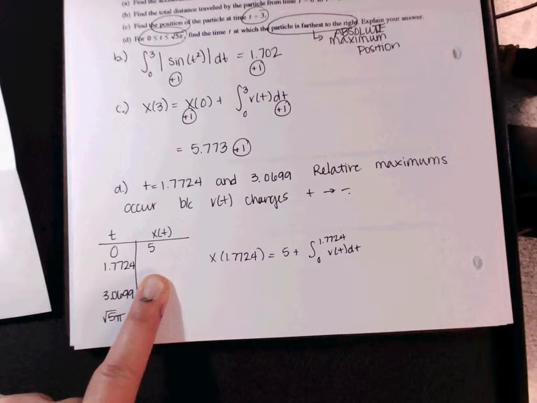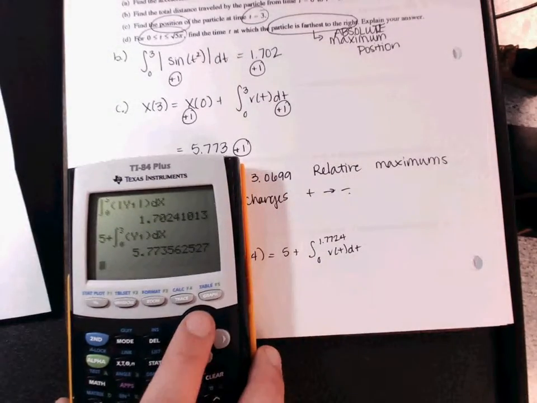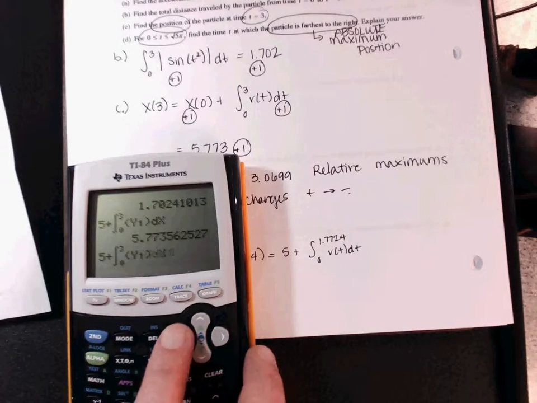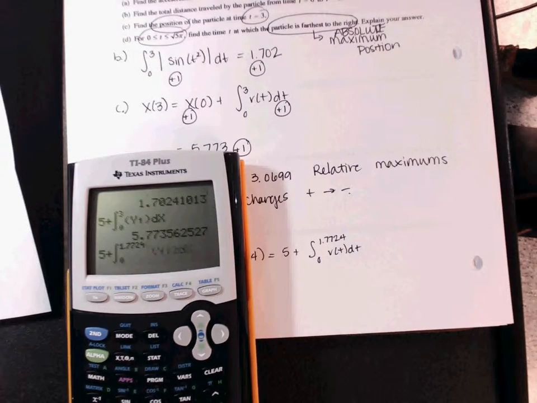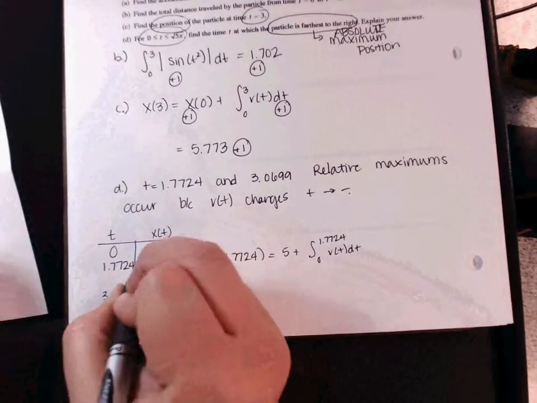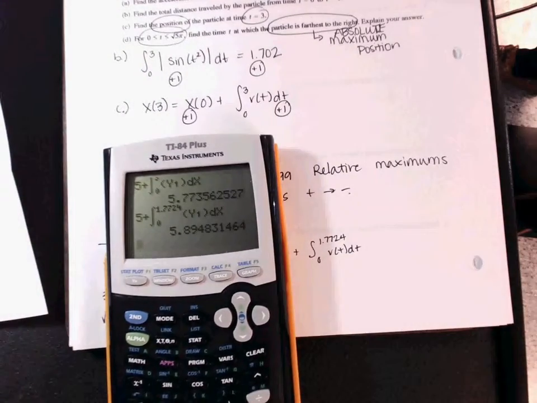And if you set it up on one, you don't have to set it up for every single one. You can even copy it in the calculator and just change that endpoint. So watch. I already have it right here, so I'm just going to scroll up here, push enter, and then I'm going to change my y value. I want that to be 1.7724. That's going to tell me the position at that value. So it's 5.8948.